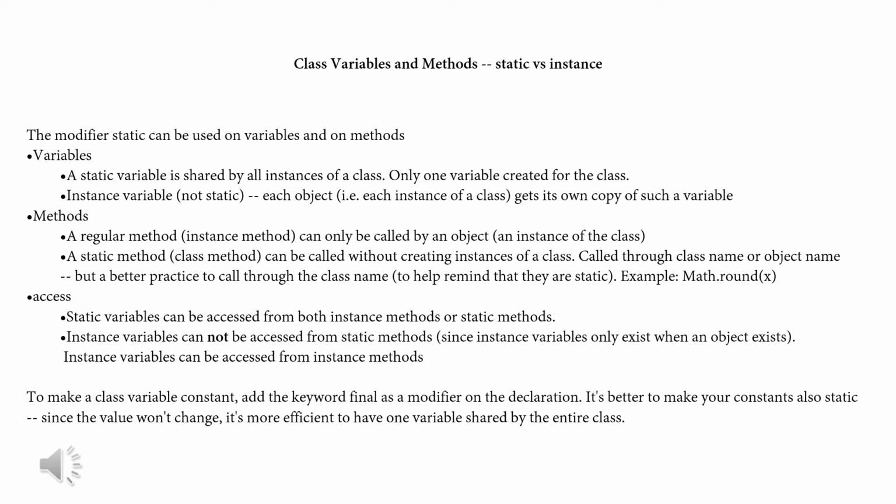So here I want to say that it's good to make this type of variables static as well, because the value of this variable will not change. So it's more efficient if we have one variable that is shared among all of the objects. So each object doesn't need to create a sample, right? So that's the reason we can make the constant variables static.